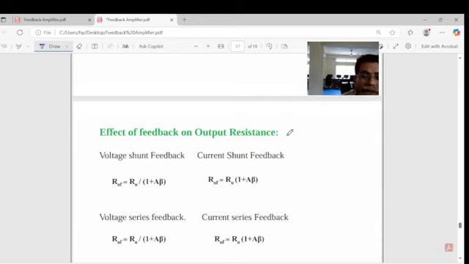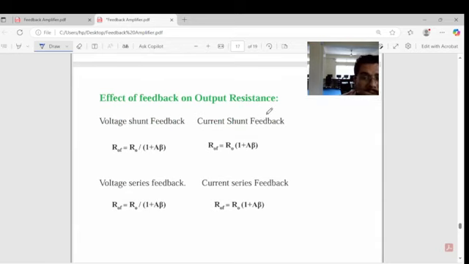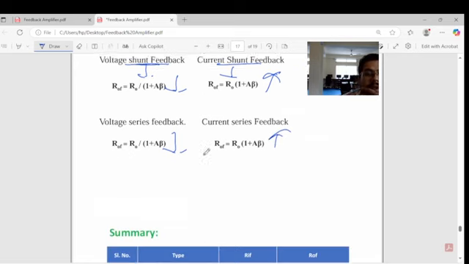Effect on output. Voltage shunt means output impedance decreases. In current shunt, output impedance is increased. Similarly, in voltage series feedback, output impedance decreases. Input impedance again is increased. So this is the effect.